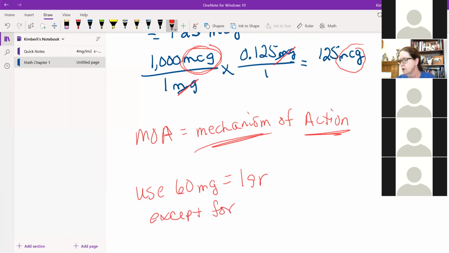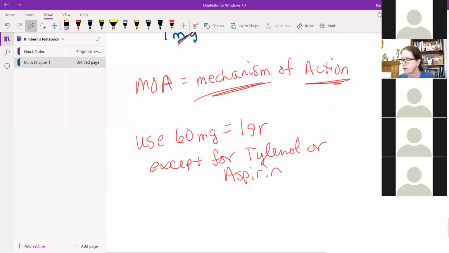Except for Tylenol or aspirin. Okay, and the generic name of Tylenol is acetaminophen.